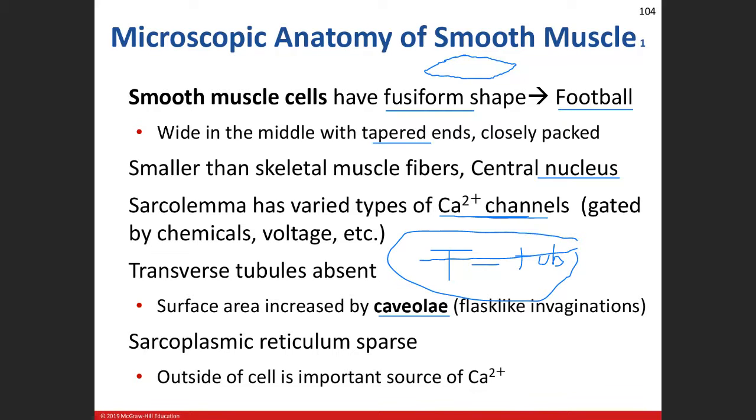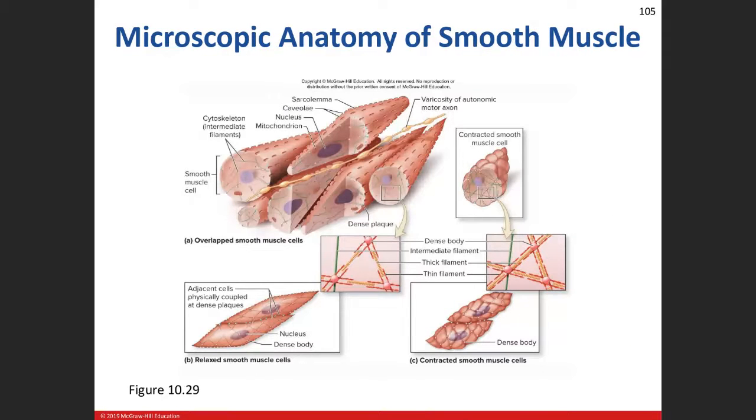A caveola is an invagination, but it looks more like a flask, kind of like this, whereas the T-tubule just kind of looks like a well. Similar type of scenario here. We still have a sarcoplasmic reticulum, so you'll have some calcium there, but much more important than that is the calcium that's outside the cell, hence the caveolae. Quick picture here.